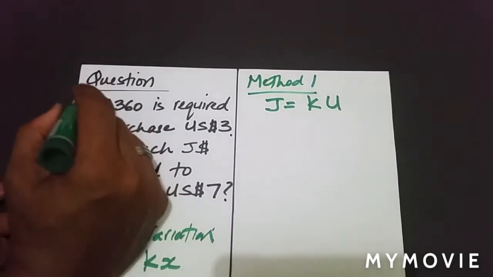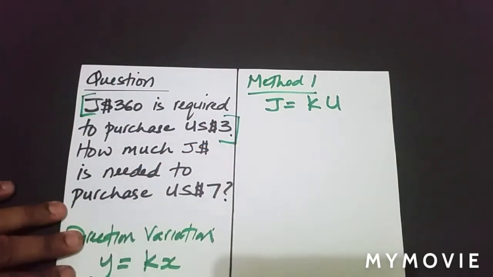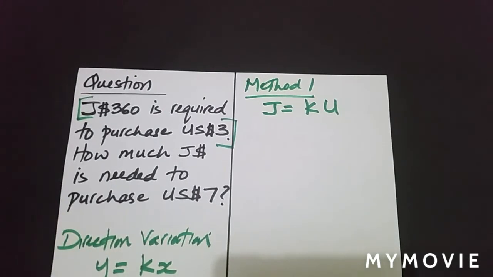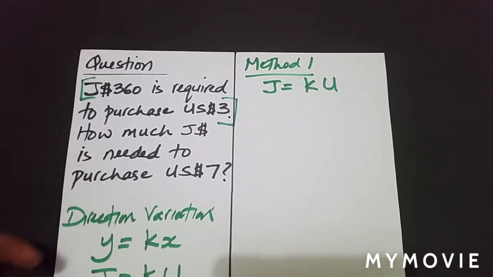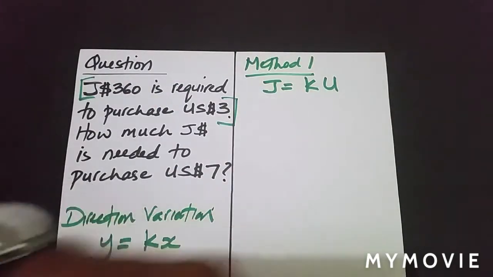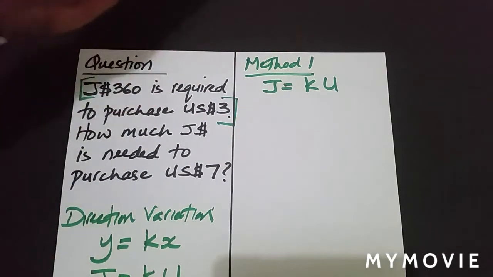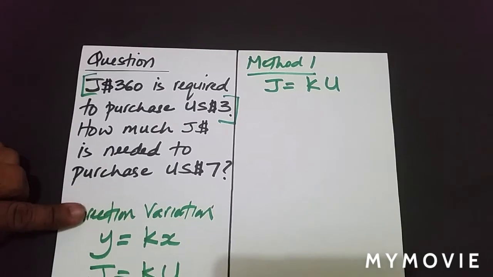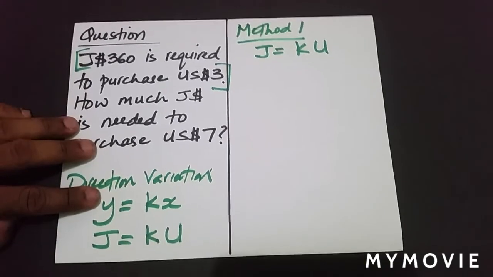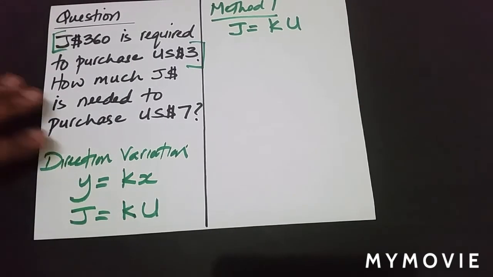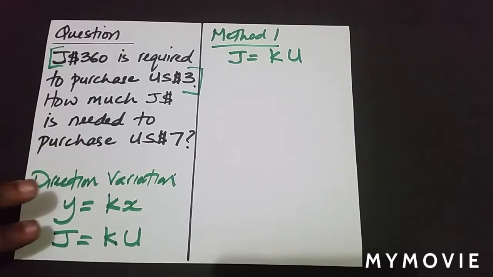Now, the first thing we want to do is assess this statement here. Right? So Jamaican 360 is required to purchase US $3. Remember, we said that it had to be direct variation, because the more Jamaican money you take to the bank, the more US that you can buy. And the less Jamaican that you have, the less US you can buy. So when one variable increases, the other must increase. And when one variable decreases, the other must decrease. So it must be direct variation. It can't be inverse. So this is the form that we're using, and we can just adjust the letters. You don't have to be y and x, right?